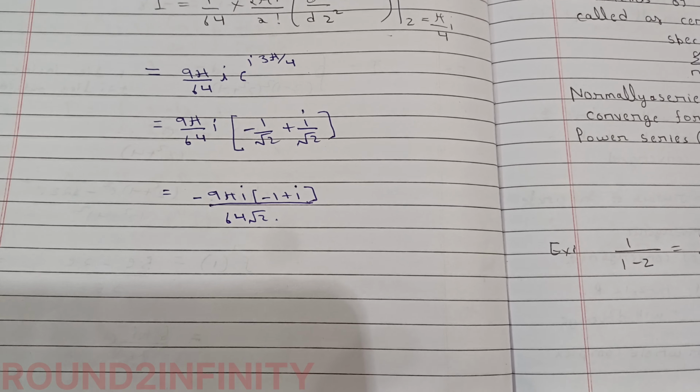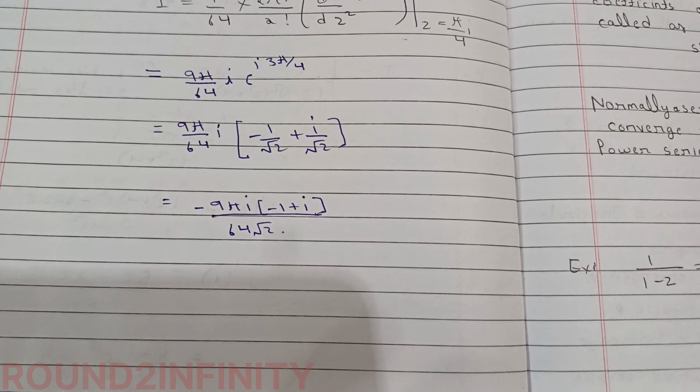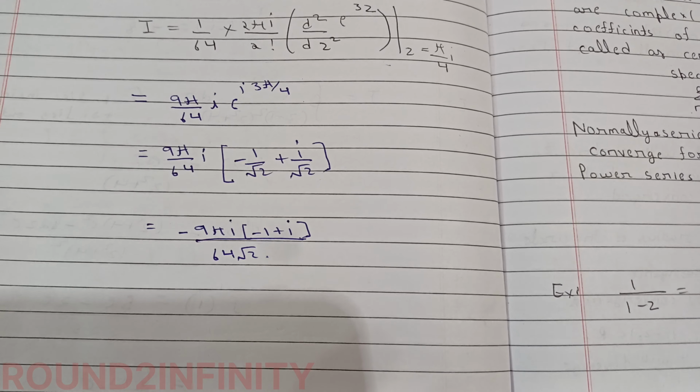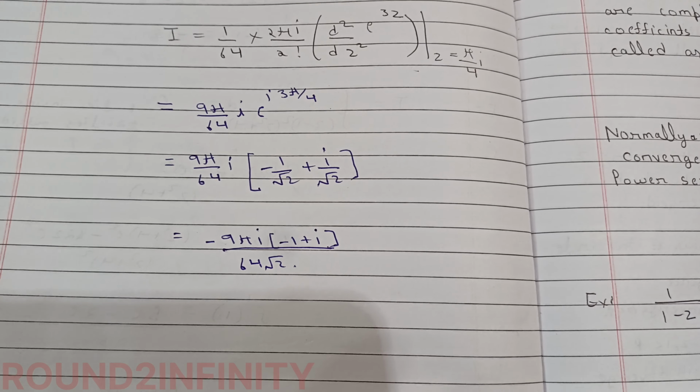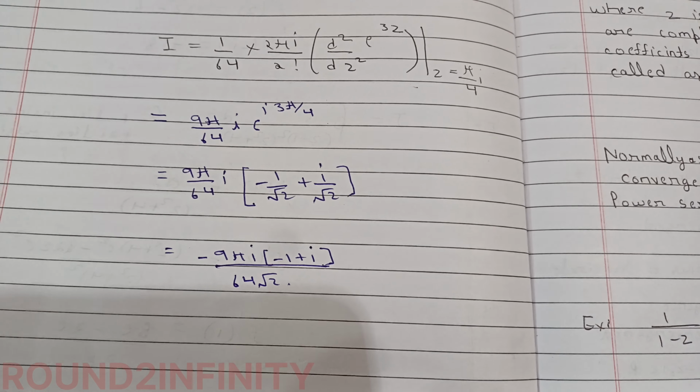So hello everyone, this is lecture 42 for mathematical physics. In the last lecture we completed the Cauchy integral theorem, Cauchy integral formula, and the Cauchy integral derivative formula. We have completed all the formulas related to Cauchy, and we have seen all the examples related to that. So from today onwards we will start the Taylor series expansion.